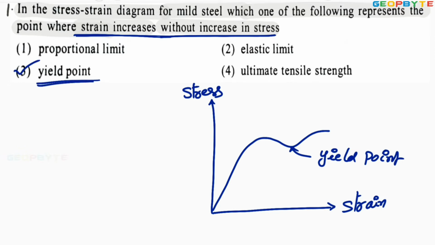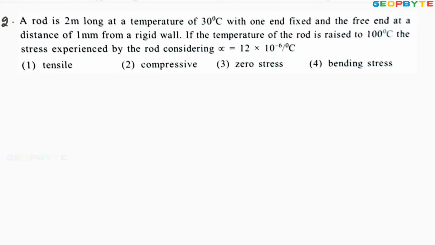Let us read the problem once again. In the stress strain diagram for mild steel, which one of the following represents the point where the strain increases without increase in stress? That point is called yield point. I hope you got my point. Let us take another problem. Look at the second problem.